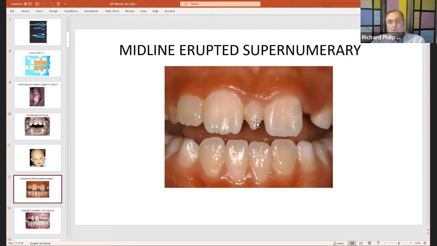So we can go from missing teeth to having extra teeth. And this is a midline supernumerary that's luckily erupted. And this little guy loved that tooth. I wanted to remove it, but he wanted it to stay there. It was a bit of dental bling. When you see one, you look for more. Supernumeraries are uncommon, but they happen regularly.